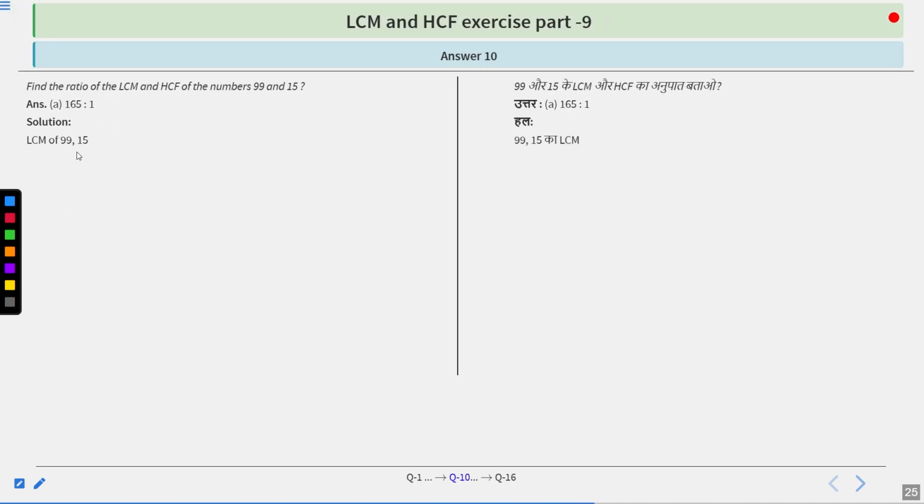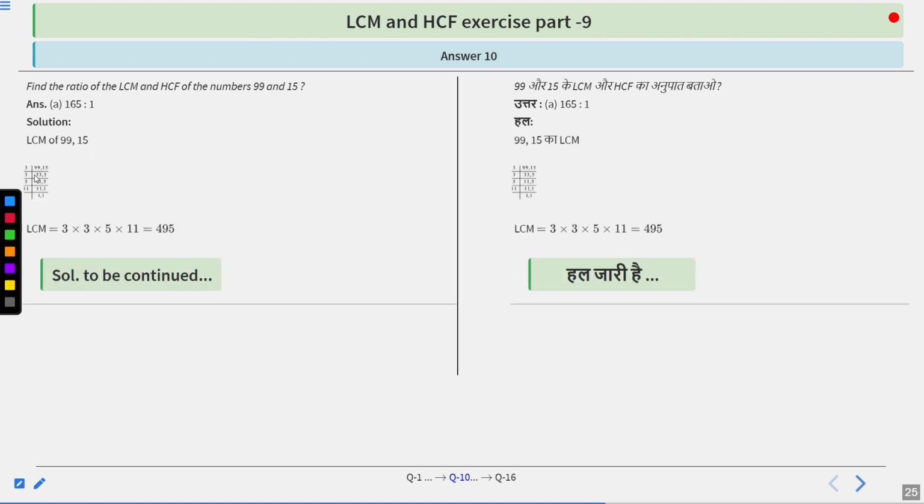So LCM of 99 and 15, because the numbers were 99 and 15. First of all, we will find the LCM. From here, we are going to use the long division method to find the LCM. We start by dividing from the least number 3, again by 3, again by 5, and again by 11 until we get 1 and 1 in the end. LCM is the product of all these numbers, 3 into 3 into 5 into 11, that is 495. So we have got the LCM 495 of 99 and 15.